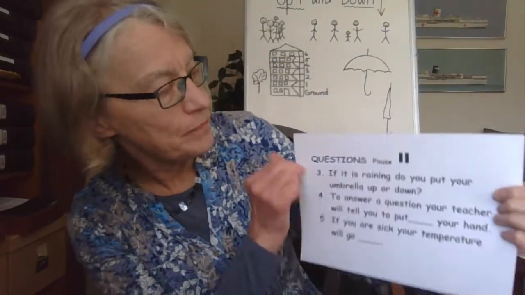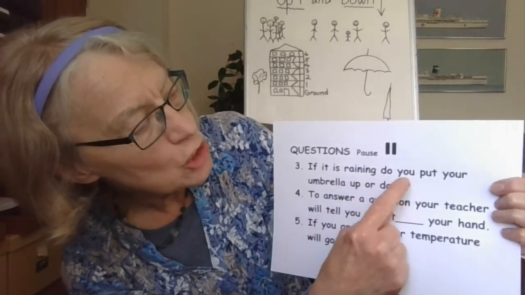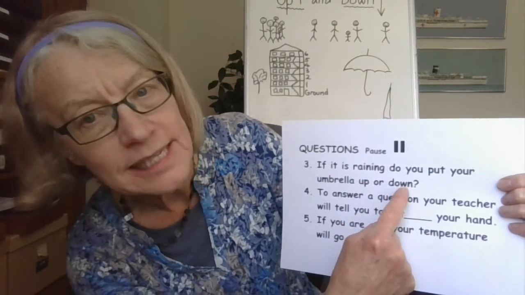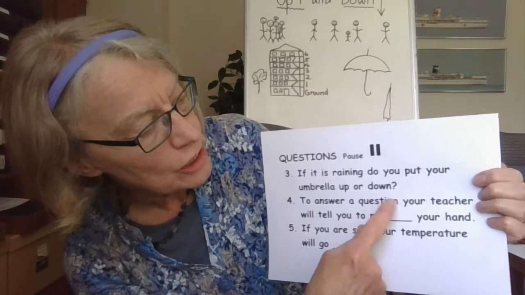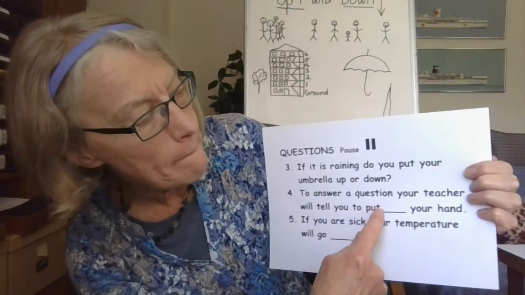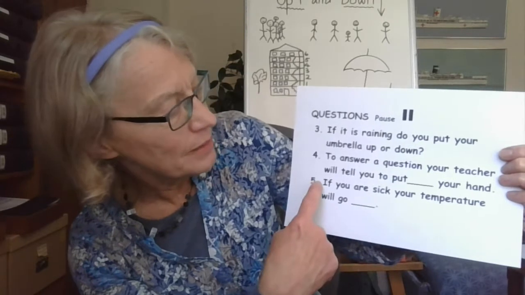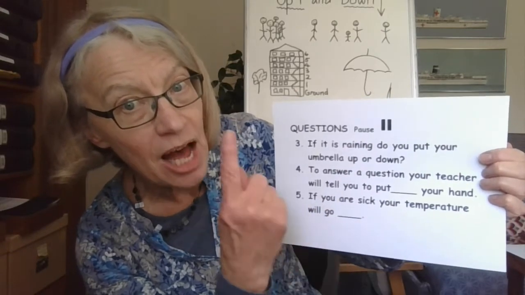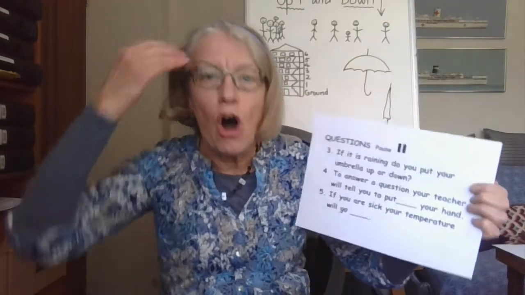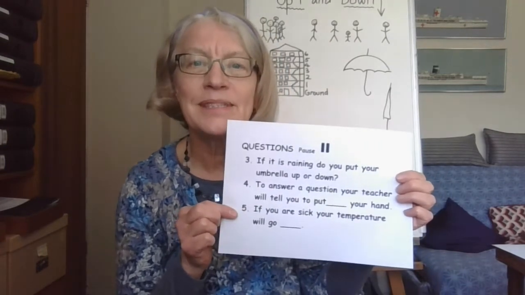Okay, more questions. Question number 3. Get your paper and write your answer by number 3. If it is raining, do you put your umbrella up or down? Number 4. To answer a question, your teacher will tell you to put your hand. What word goes in there? Is it up or down? Number 5. If you are sick, your temperature will go, is it up or down? If you're feeling sick and hot, will your temperature go up or down? Write your answers by the numbers on your piece of paper.